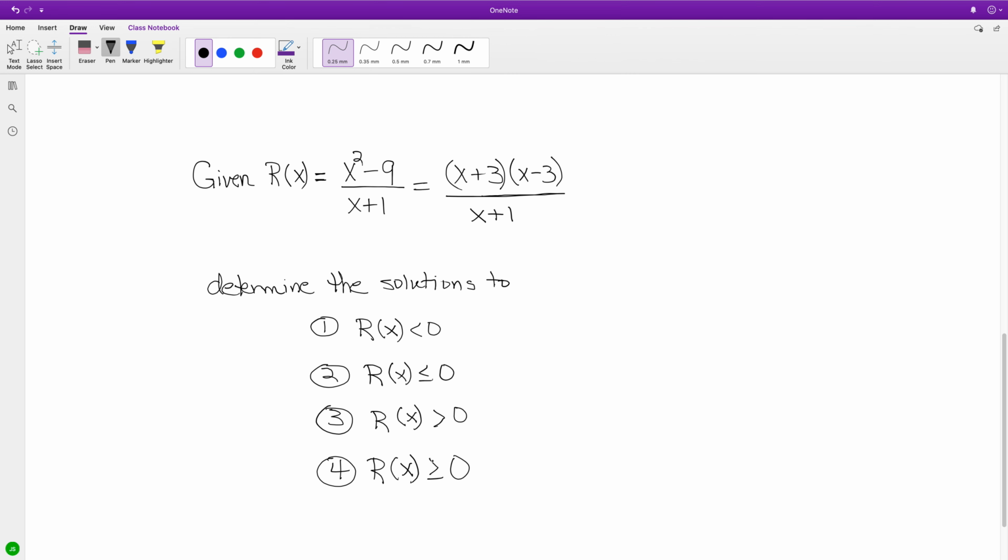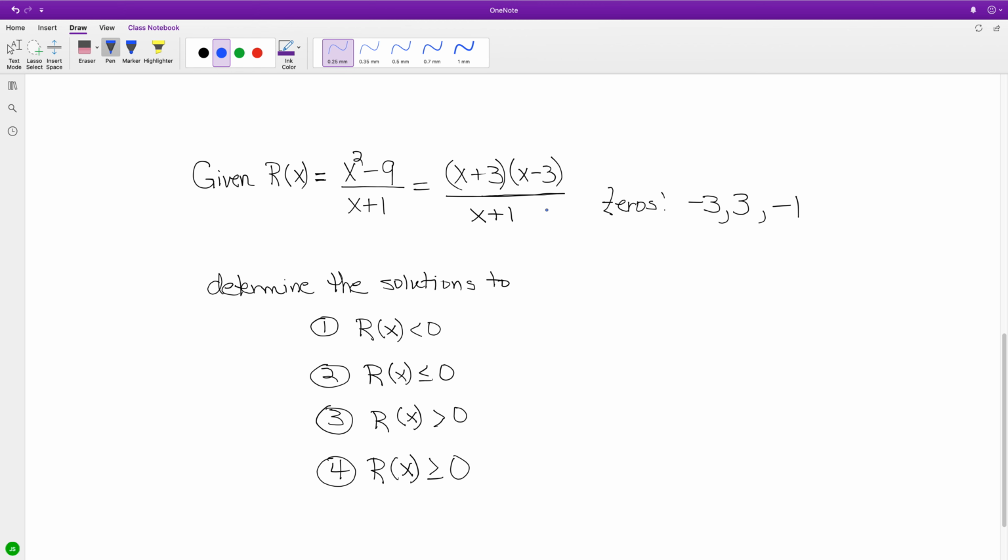Okay, we had to establish our zeros. In factored form, we have the quantity x plus 3 times the quantity x minus 3, all over x plus 1. And we have the zeros. From the numerator, for x plus 3, we have negative 3. From x minus 3, we have positive 3. And with x plus 1, we have negative 1.